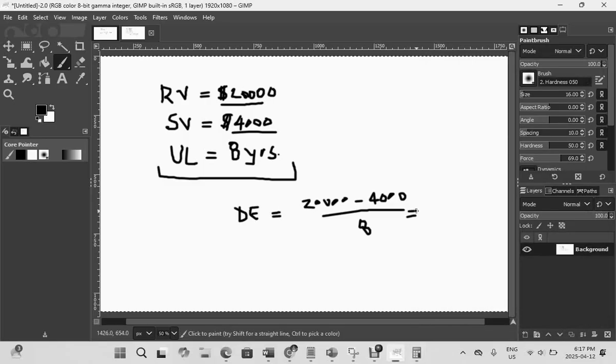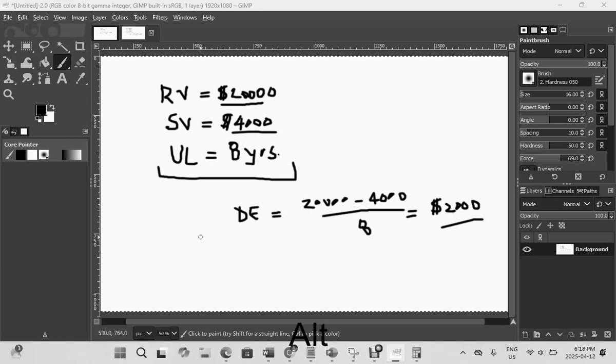So your depreciation expense that you record at the end of each year is $2,000, considering this is straight line depreciation. For straight line depreciation, your depreciation will be the same each year, which means you record your expense as $2,000 each year.